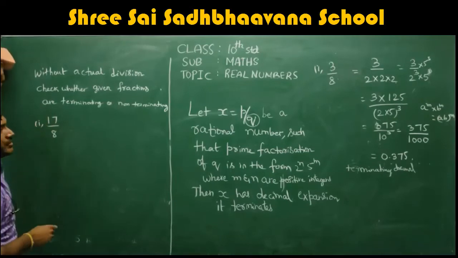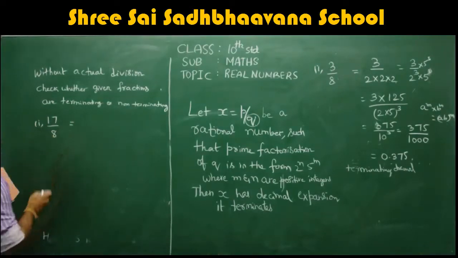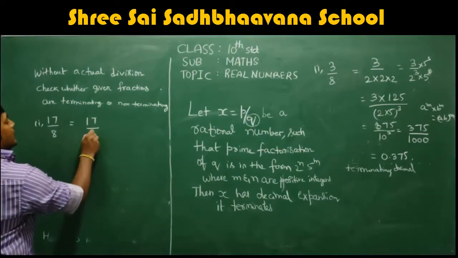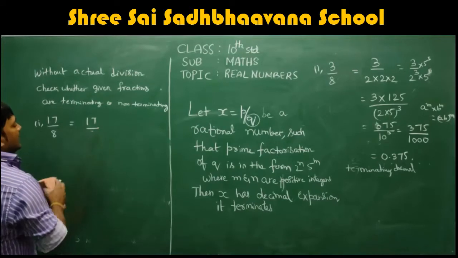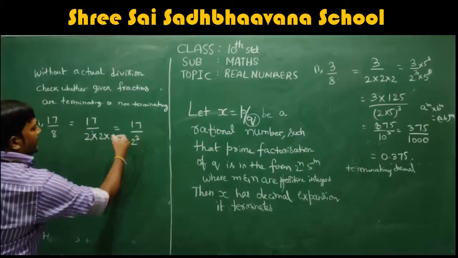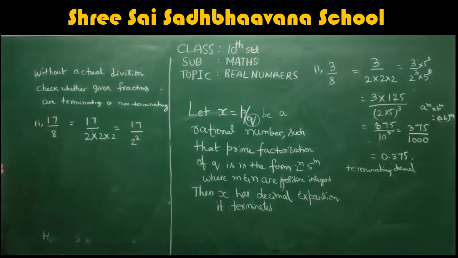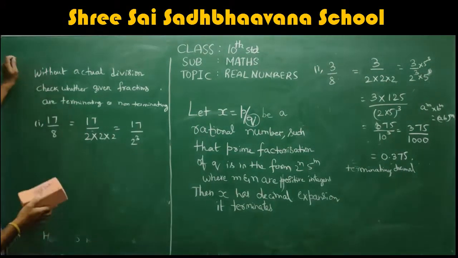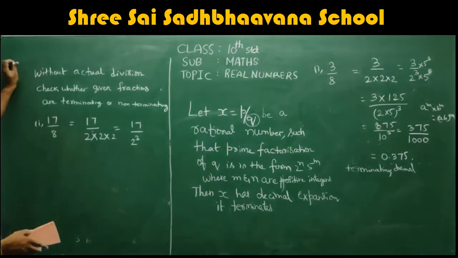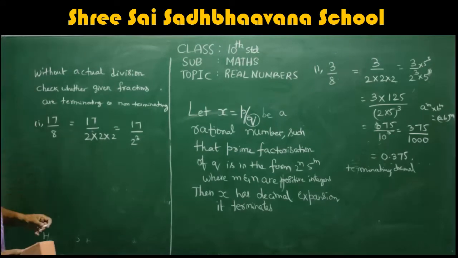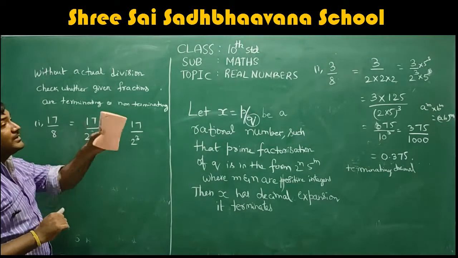17 by 8. What do you have to check first? You have to check the denominator. The denominator can be written as 17 divided by 2 power 3, or you can write one more step, 2 into 2 into 2. So 17 divided by 2 power 3. See, I did that to make you understand. You need not write it for every sum. Earlier, I multiplied by 5 power 3 and divided by 5 power 3 to get 10 in the denominator. Here, no need to do that. Understood? Don't get confused between this sum and that sum.